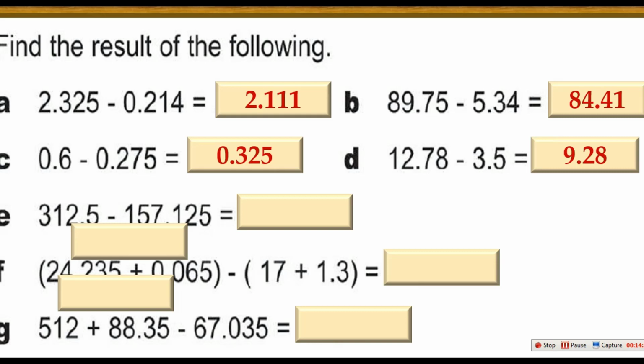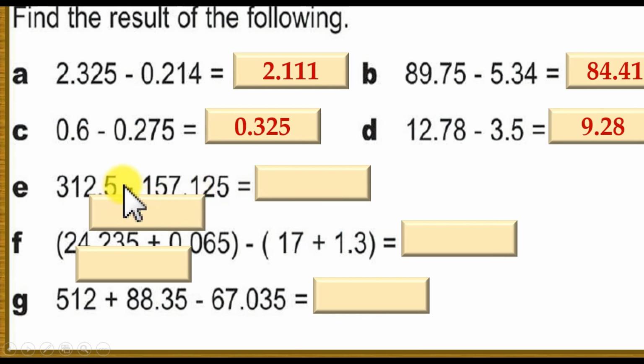What about 312 and 5 tenths minus 157 and 125 thousandths? What shall we do? We must have equal parts. So, who can tell me? Well done. Put 2 zeros here to the right of 5. So we'll have 3 digits to the right of the decimal point and another 3 digits to the right of the decimal point. So the difference becomes 155 and 375 thousandths.